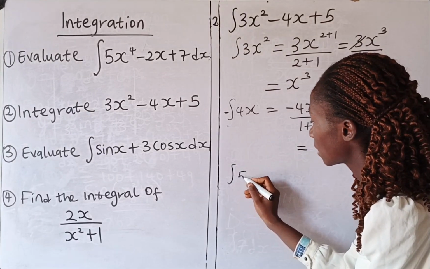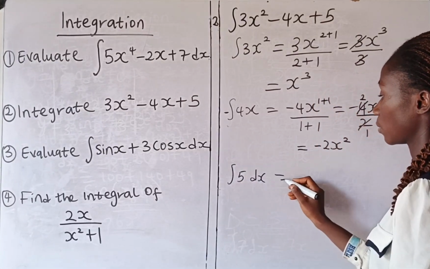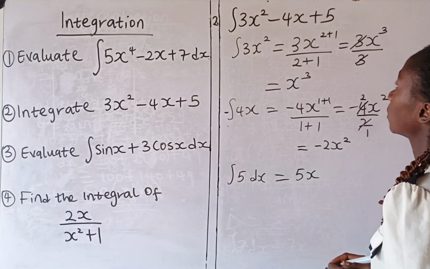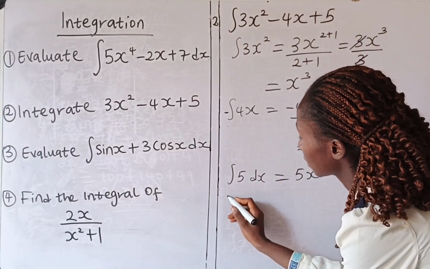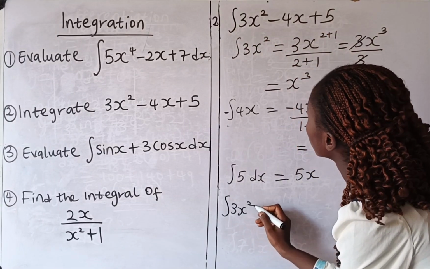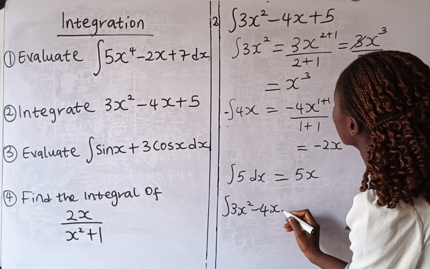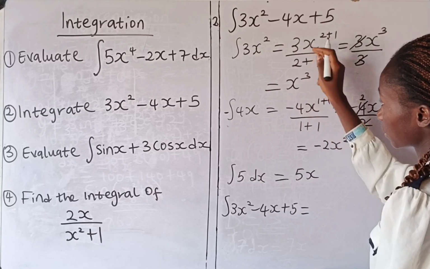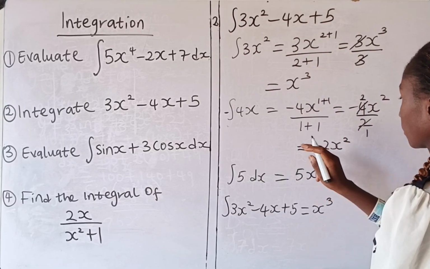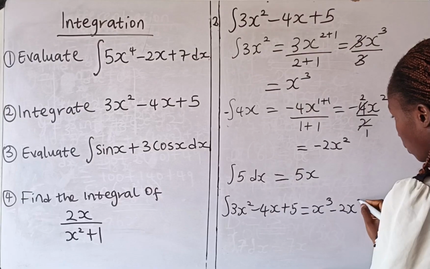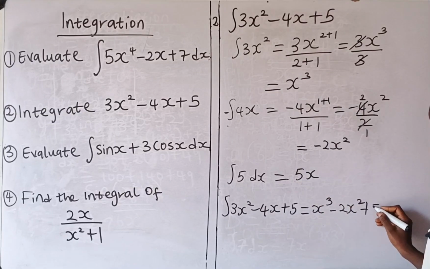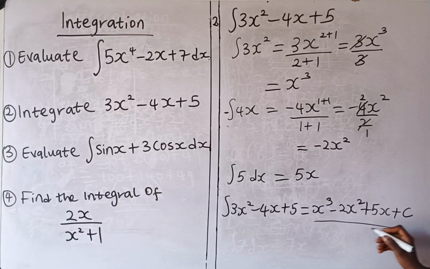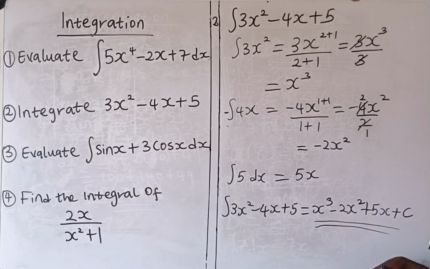Integral of 5 as a constant. So this is simply 5x, just like I said in question 1. So what is the integral of all this? Integral of 3x squared minus 4x plus 5 is equal to x raised to power 3 minus 2x squared plus 5x and plus c. Please don't forget this. So that's the final answer for question 2.